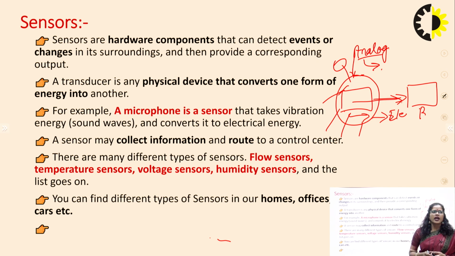extracting, right? And there are many different kinds of sensors like flow sensors, temperature sensors, voltage sensors, humidity sensors, and the list goes on. You cannot say that we have 100 sensors or 50 sensors. No, we have a huge number of sensors. Every domain of life, every domain of the environment is observed by a specific sensor, right? And you can find different kinds of sensors in your home, in your offices, and in your car.